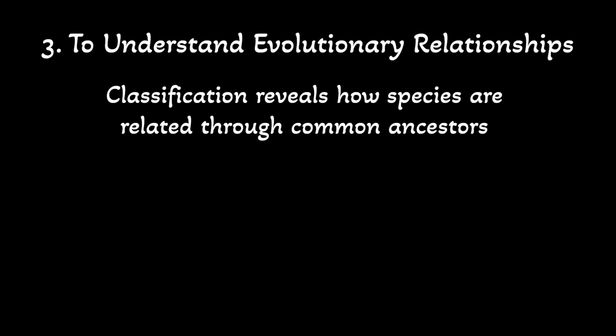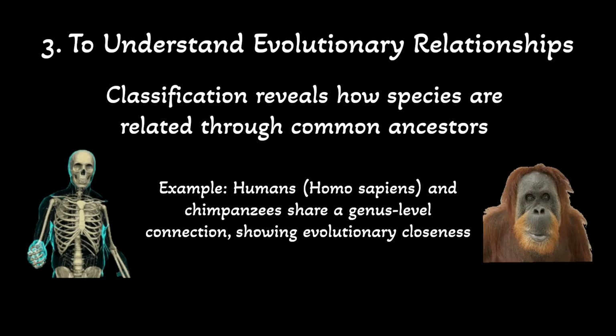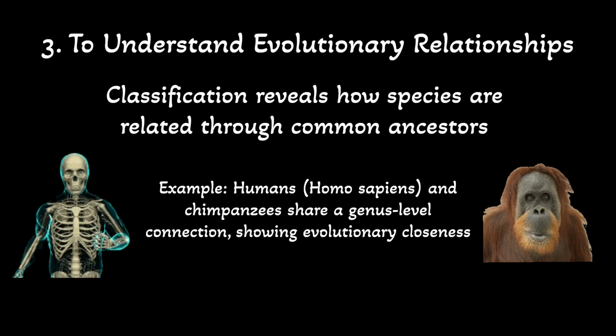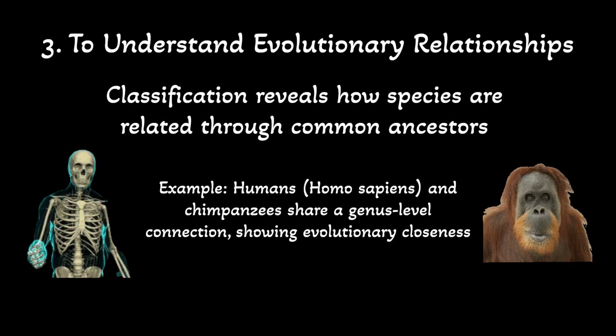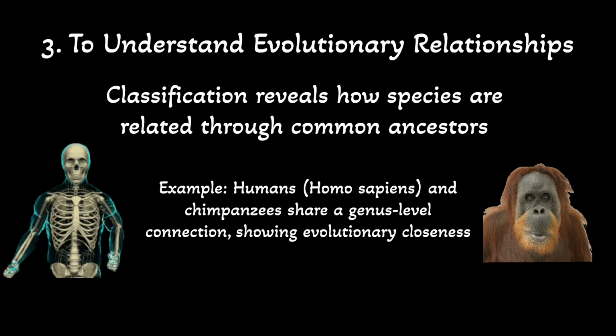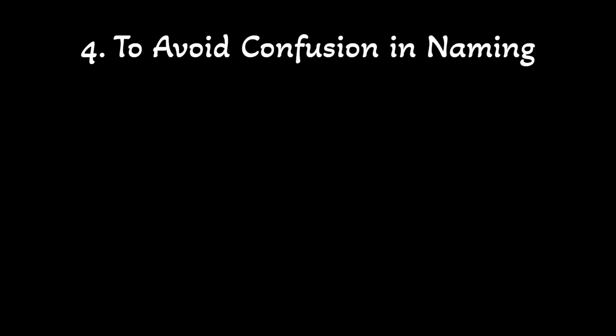Third is to understand evolutionary relationships. If we classify organisms, then we can know how species are related to a common ancestor. For example, humans and chimpanzees share a genus level connection, showing the evolutionary closeness, and this we know after classification only.